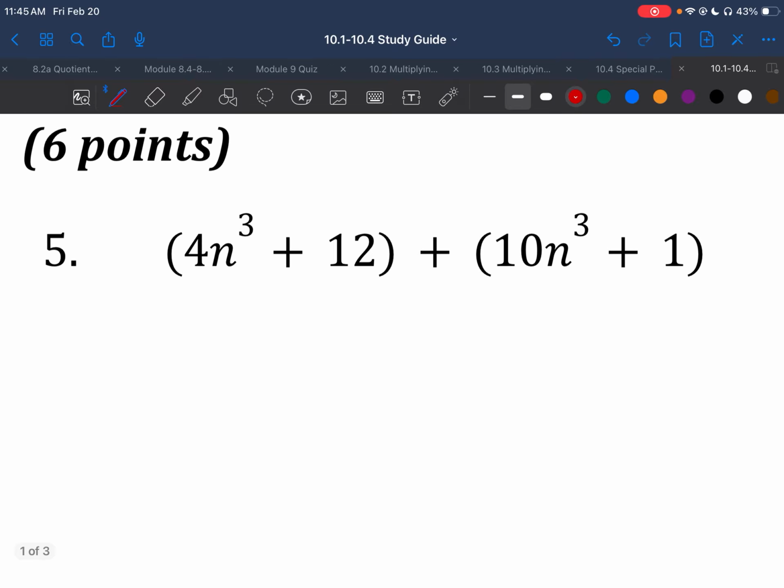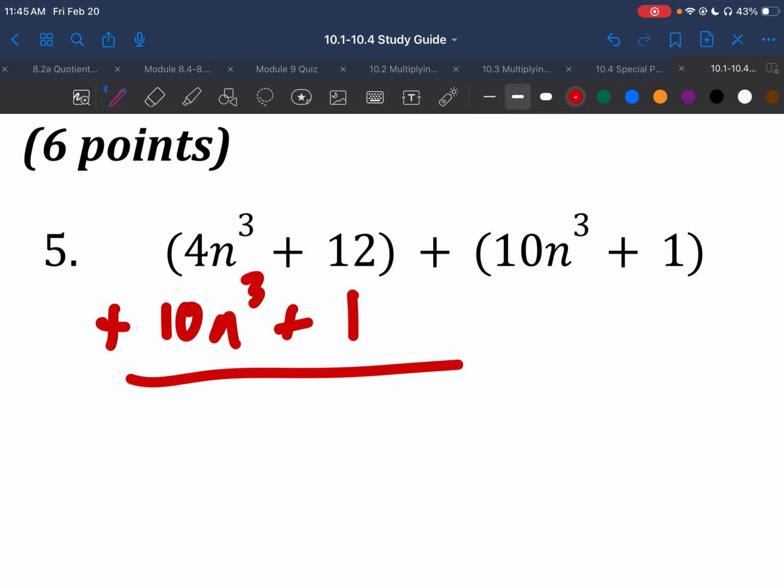All right. Number 5, we are going to be adding these 2 binomials together. And we want it written in standard form. So I'm going to use the vertical method and I'm adding. So we've got 10n cubed and we've got plus 1. And so when I add those 2 together, I get 14n to the third plus 13.